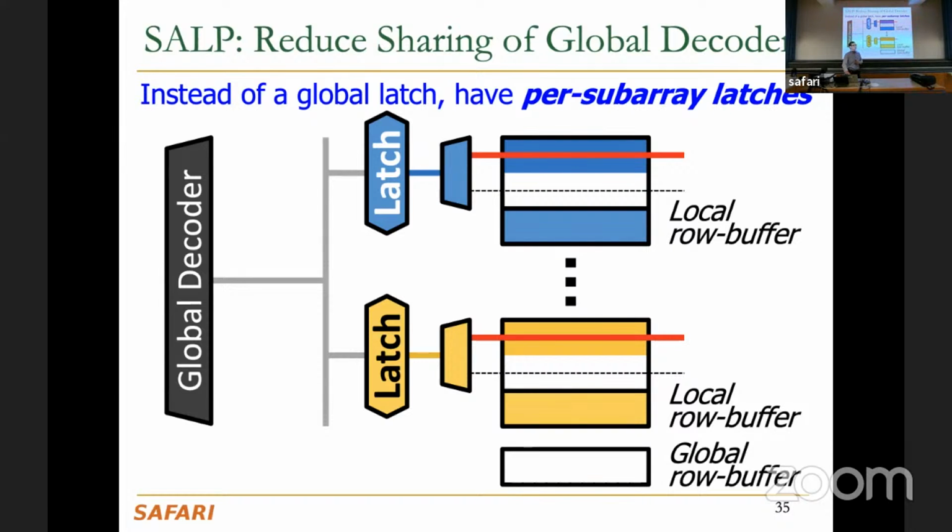So that looks nice, right? Now, it doesn't completely work, unfortunately, as we will see, because there's a sharing of the global row buffer. But at least we solved the problem of two consecutive activations. Now we can do it. Can we do it reliably?